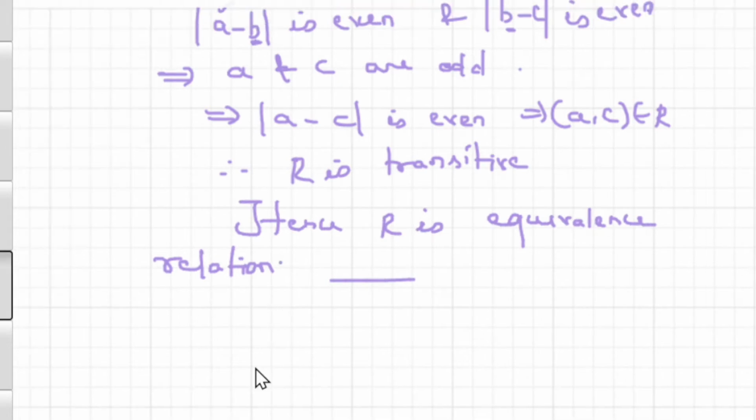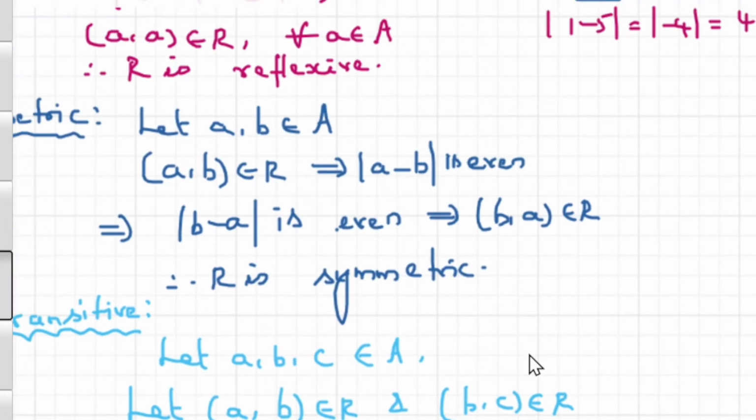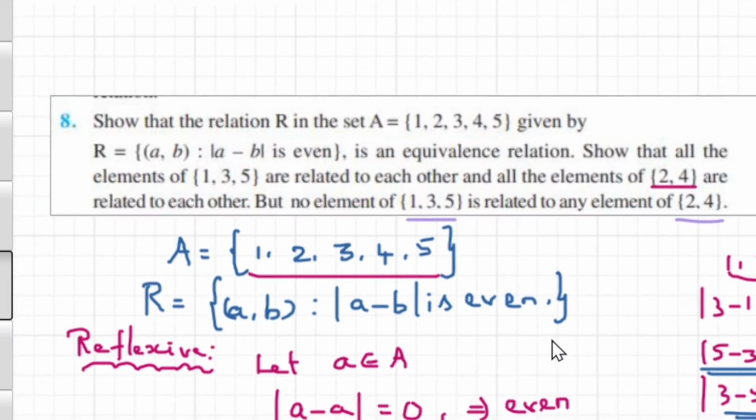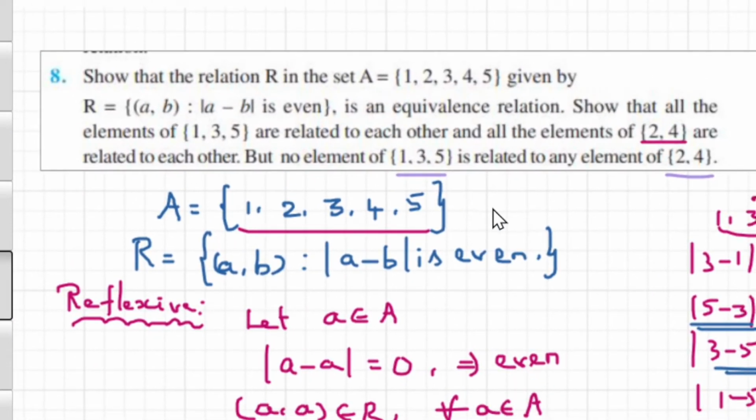And we know that the difference of two odd natural numbers is always even. Like that, the difference of two even natural numbers is always even. If we have the difference of an odd and an even, then we will not get an even, so no element in this one is related to this set. Okay, 1, 3, 5, which is the odd number set, and this is the even number set. So these two sets are not related.